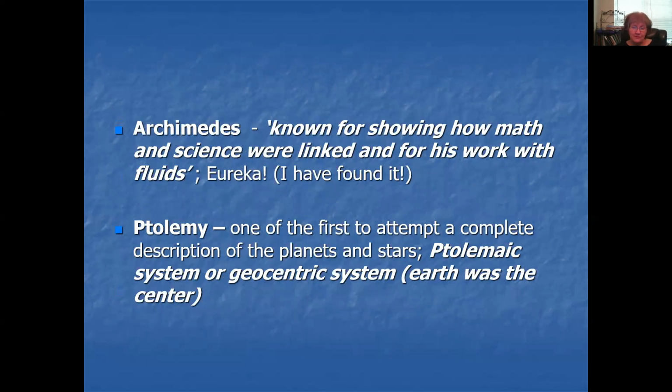Ptolemy was one of the first that tried to figure out the solar system, the planets and the stars. And the Ptolemaic system, which is named after him, is what we call the geocentric, Earth-centered system, so that the Earth was in the center and the sun and the planets and the stars all revolved around the Earth. Now that was believed for a long time too. So that's the geocentric or Ptolemaic system where the Earth is in the center. Okay? That's Ptolemy.